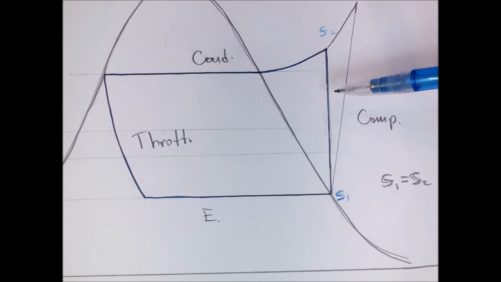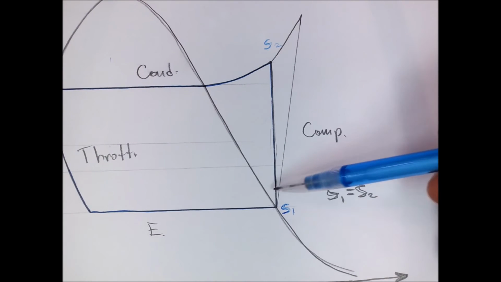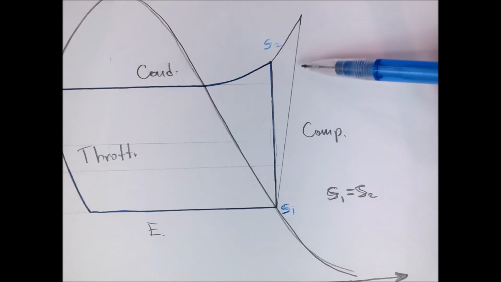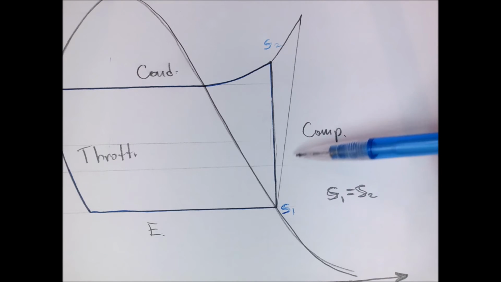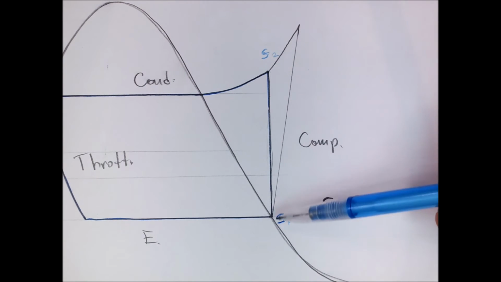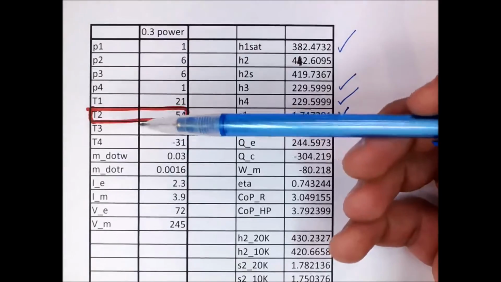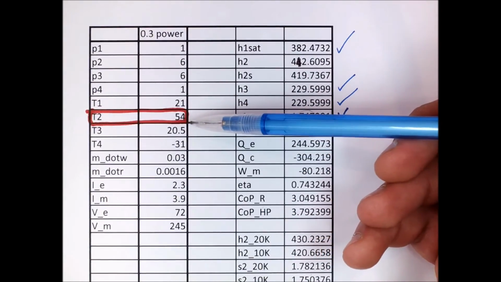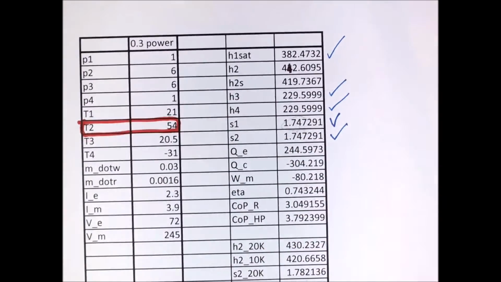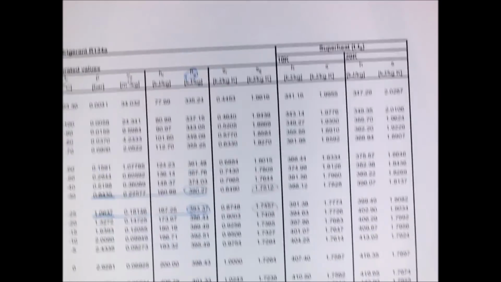Now if we go back to our temperature entropy diagram, we can no longer use the assumption that S1 and S2 are equal, because obviously for the real process here they are not. So we'll have to resort to our temperature readings, and I said in the beginning that this is the only time that we need to use temperature.